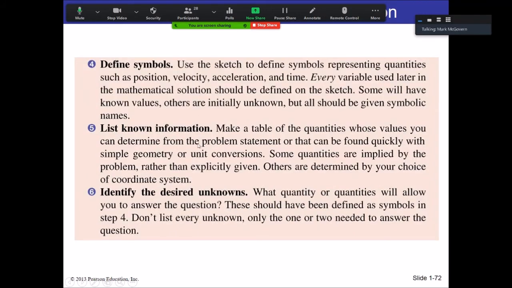Once you have everything drawn out, then you want to start to define things, define symbols.